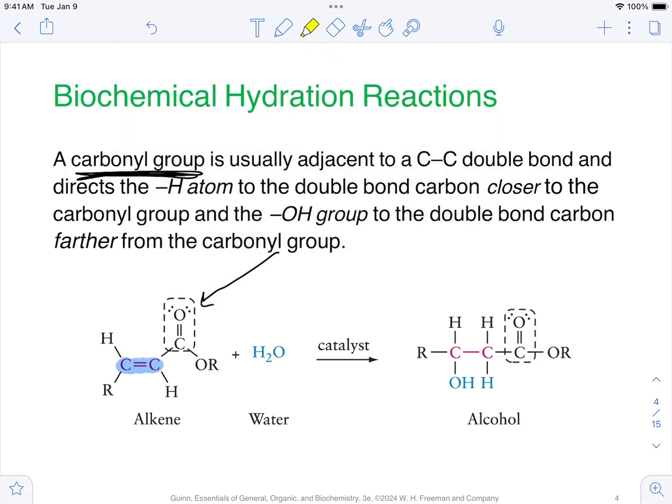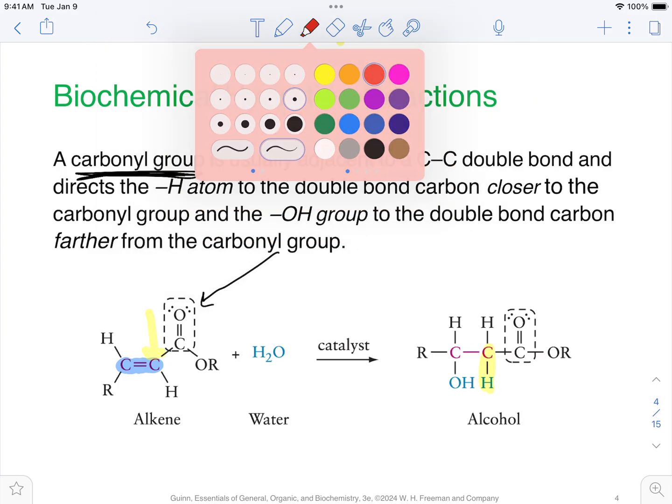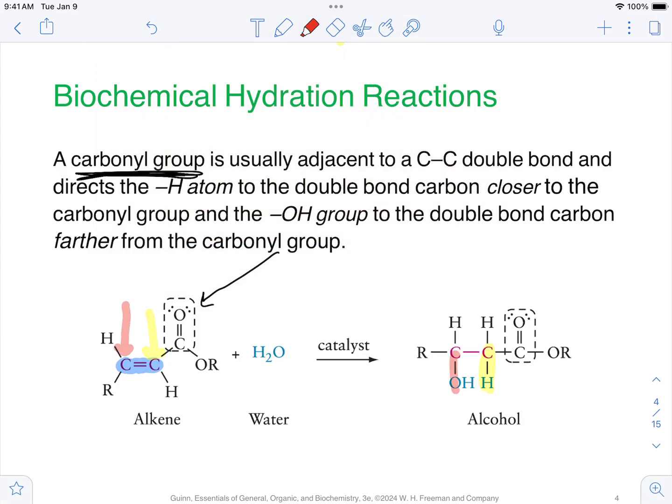So if we highlight this yellow, this C is closer to the carbonyl group, so that is where the H is going. I highlighted the wrong H. That is where the H is going. And then your other C on the left here, that is where your OH will be going. So again, we have our alkene plus our water, and we get our alcohol. It's an alcohol because of this OH group here.